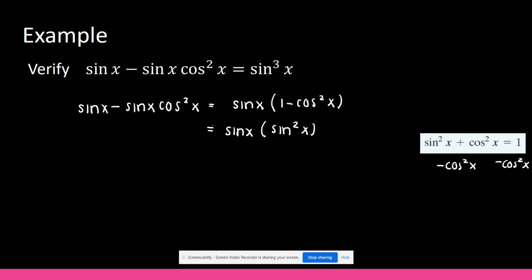Now everything's in terms of sine. When you multiply, I get to add the exponents. Well, technically there's a positive 1 exponent here. When I add those exponents, I have to keep the base. So that's why the sine stays as it is. 1 plus 2 is 3. That's why sine cubed of x is my answer. I am done.